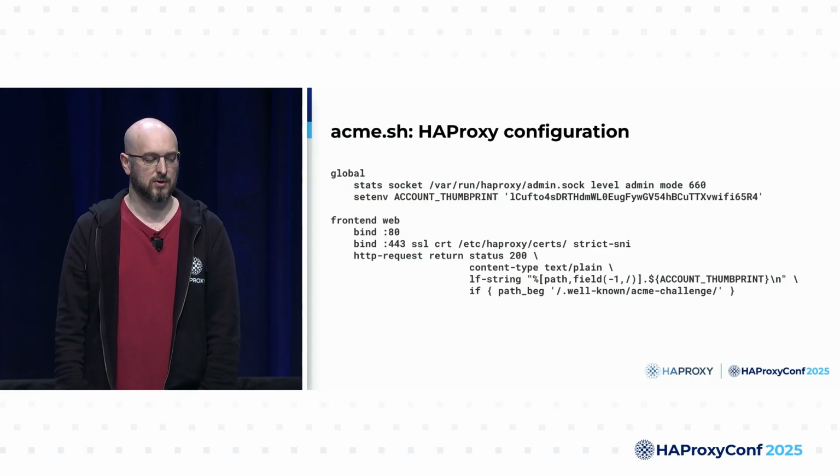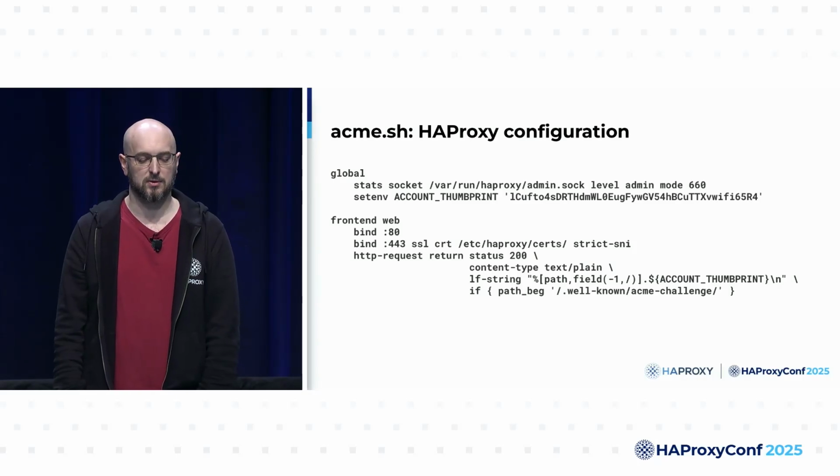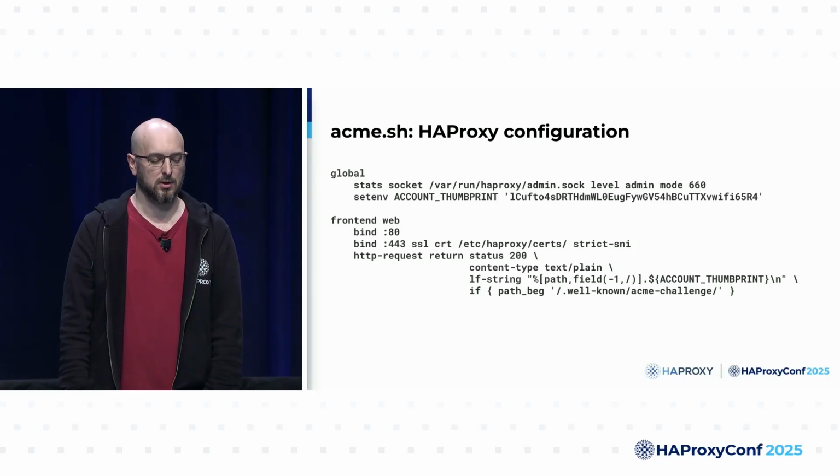However, it was kind of limited because you still had to reload HAProxy. So we wanted to contribute to this, and we added the dynamic update over the stat socket. So this is a small example with ACME.sh. Basically, you need two important elements, which are the stat socket, so ACME.sh can use it, and the HTTP request rule, which will answer the HTTP challenge.